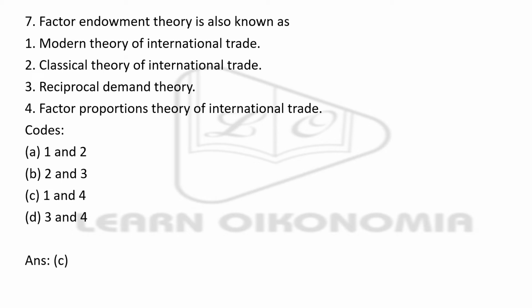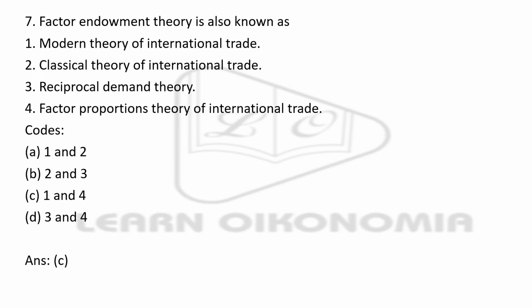Next, we are moving on to an important aspect of international economics. It is with respect to factor endowment theory. It is known as what? Modern theory of international trade, classical theory of international trade, reciprocal demand theory, and finally, factor proportion theory of international trade. The right one is option C, 1 and 4. That means modern theory of international trade. It is considered to be the modern theory of international trade, and also it is known as the factor proportion theory of international trade.